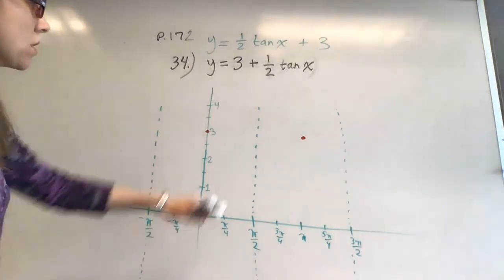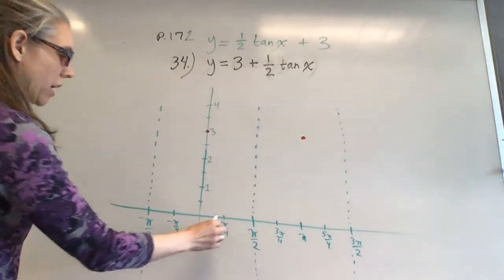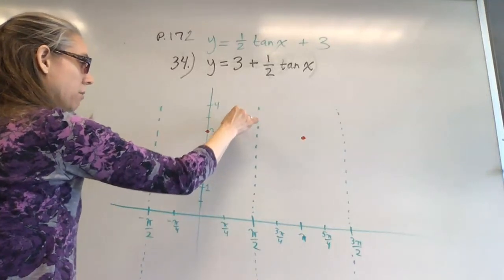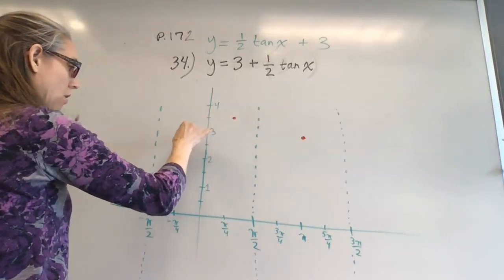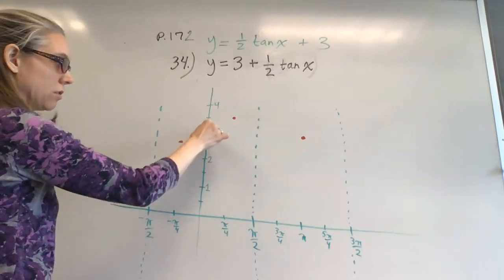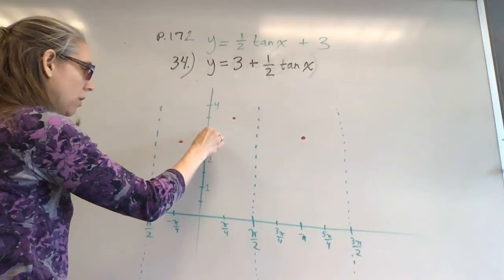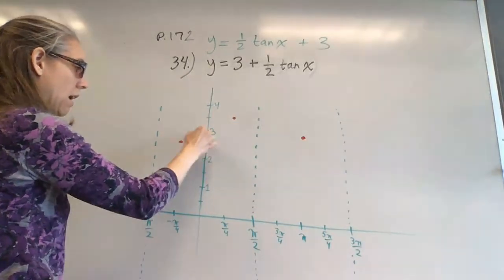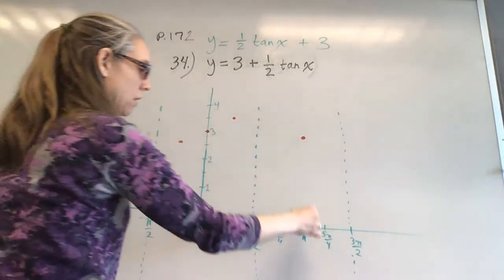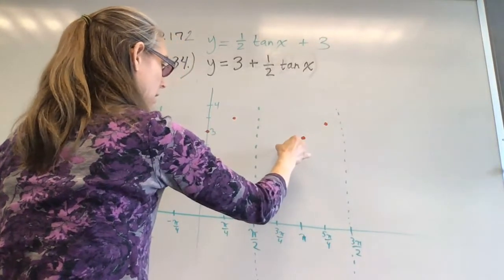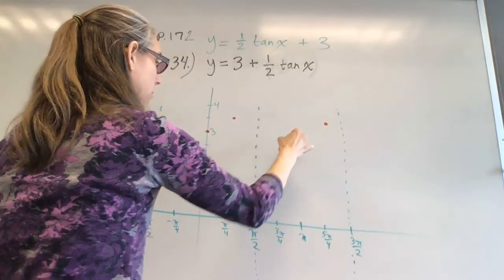Okay, now with a factor of 1/2 as your stretch, that means that your quarter cycle is going to be 1/2 above your 0 and 1/2 below your 0. Your 0, of course, in this case is 3, so you have 3.5 and 2.5. Same over here, 3.5 and 2.5.